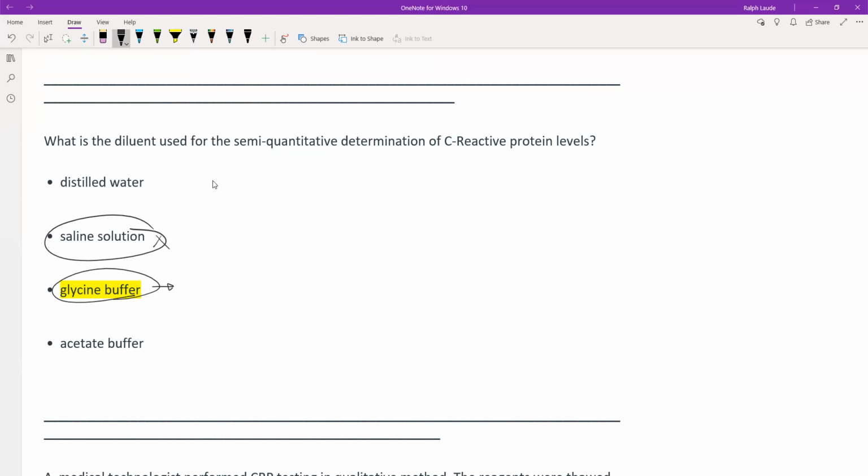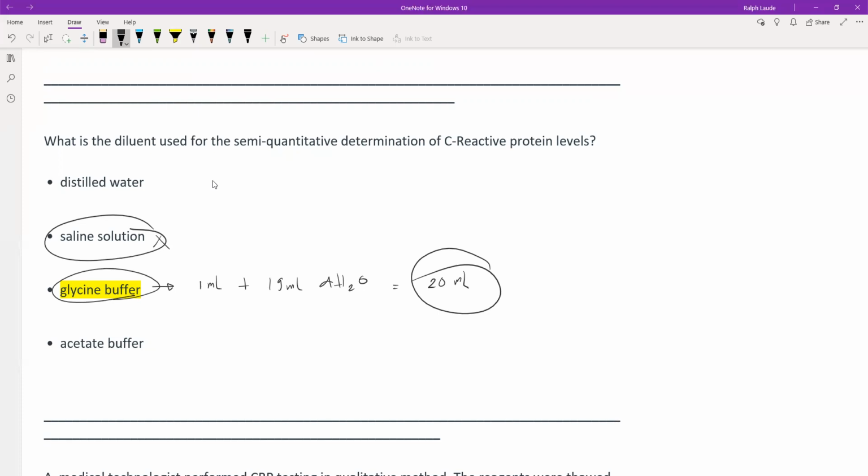When you do a semi-quantitative assay, you just get 1 ml of glycine buffer plus 19 ml of distilled water, for a total volume of 20 ml. That is what you are going to use for performing the titration for semi-quantitative determination of CRP levels.